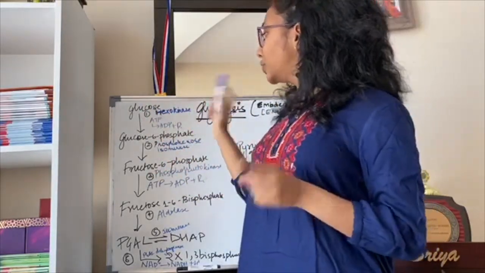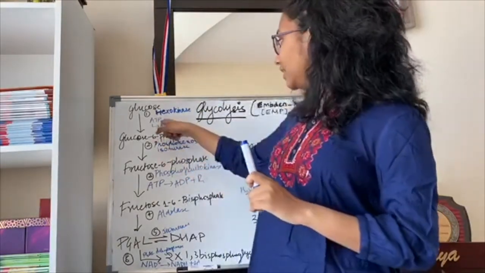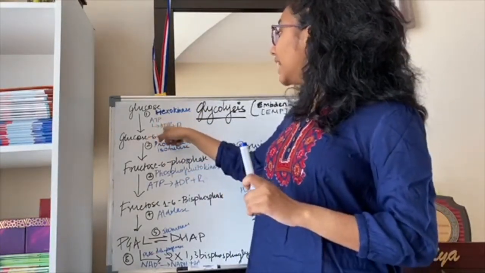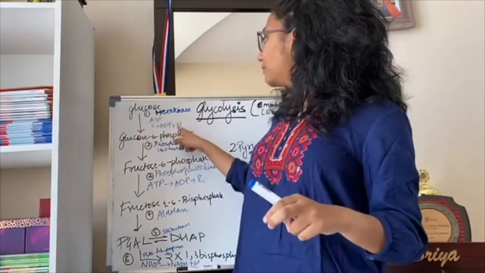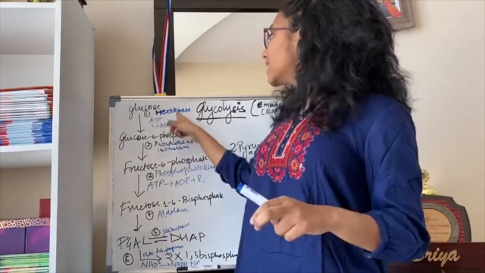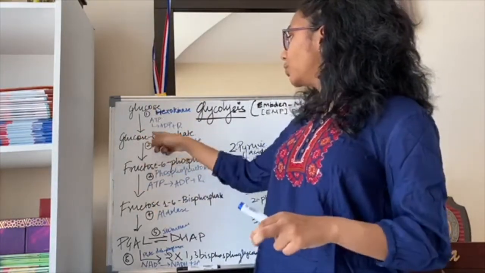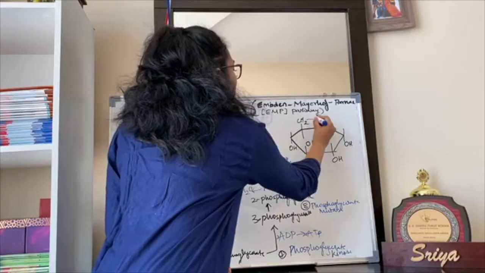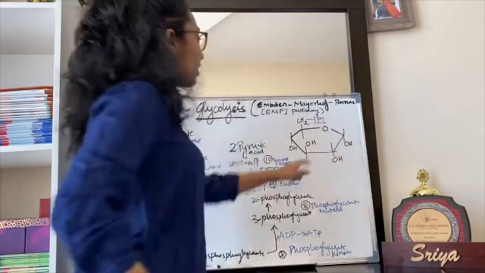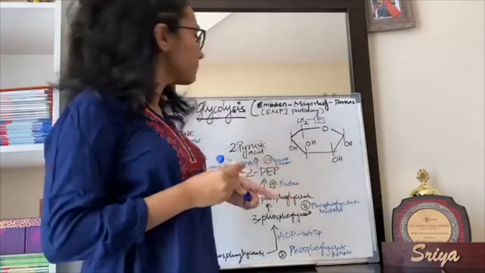To glucose, a phosphate group is added because ATP here gets converted into ADP plus phosphate. ATP is adenosine triphosphate and ADP is adenosine diphosphate. So you get a free phosphate group which gets attached to glucose to form glucose 6-phosphate. That means the phosphate is attached to the 6th position of glucose. So let's just show the phosphate group in that way.